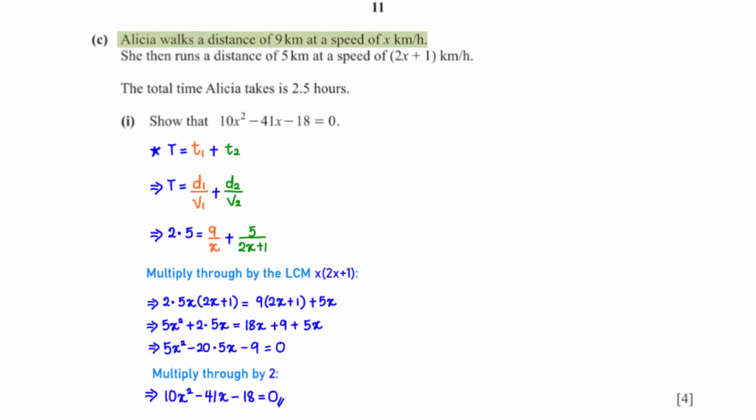Alicia walks a distance of 9 kilometers at a speed of x kilometers per hour. She then runs a distance of 5 kilometers at a speed of 2x plus 1 kilometers per hour. The total time Alicia takes is 2.5 hours. Show that 10x squared minus 41x minus 18 equals 0.